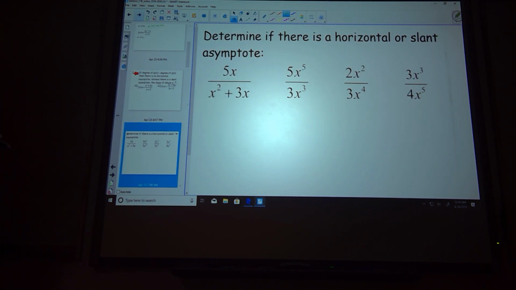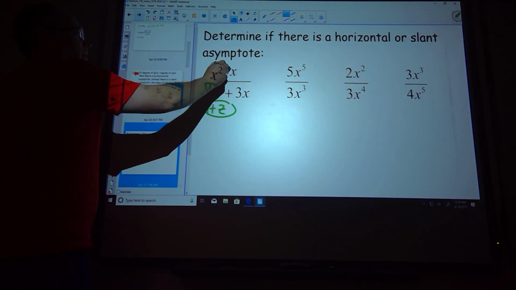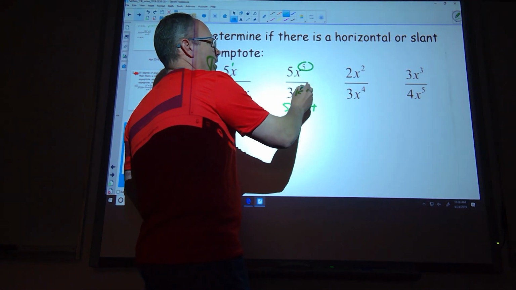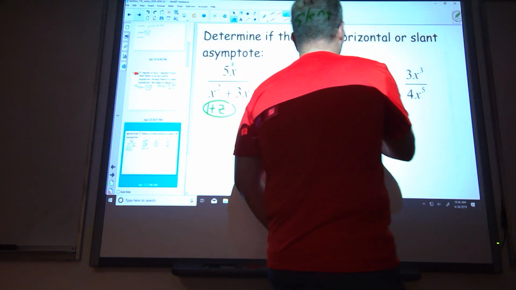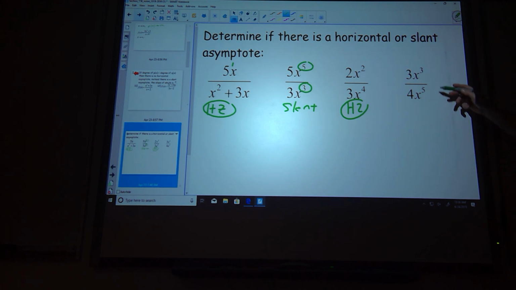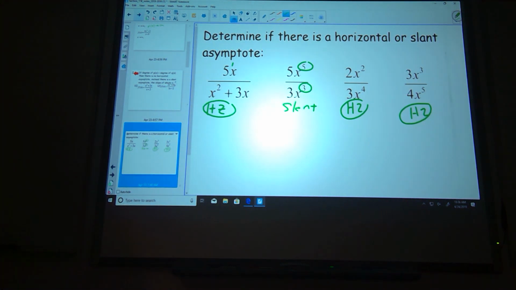So let's see. Determine if there's a horizontal or a slant asymptote. So this would be a horizontal, okay, because the degree on top is a 1. This would be a slant because the top degree is more than the bottom degree. This would be a horizontal because the degree on top is less than the degree on bottom. And this would also be a horizontal. So there's only one slant up here, okay? And again, the slant can be called oblique. It can be called end behavior or slant. They're all going to be the same type of terminology. And it really just depends upon what you're doing.